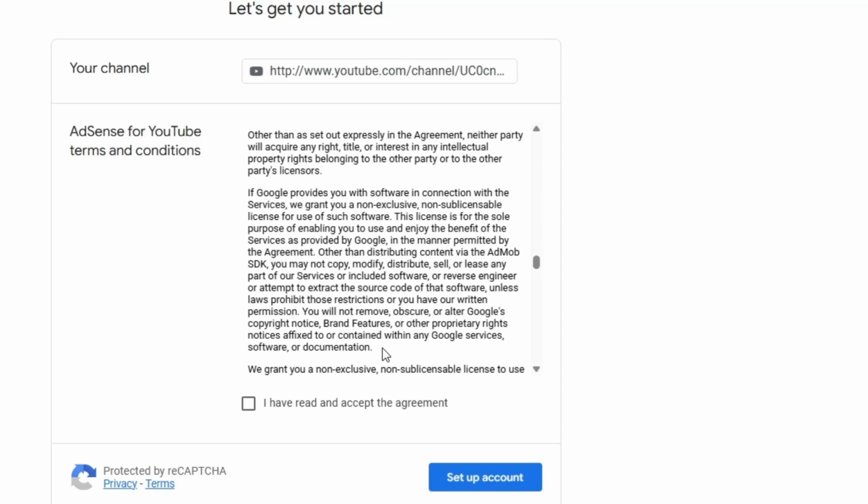Other than distributing content via the AdMob SDK, you may not copy, modify, distribute, sell, or lease any part of our services or included software, or reverse engineer or attempt to extract the source code of that software unless laws prohibit those restrictions or you have our written permission. You will not remove, obscure, or alter Google's copyright notice, brand features, or other proprietary rights notices affixed to or contained within any Google services, software, or documentation.